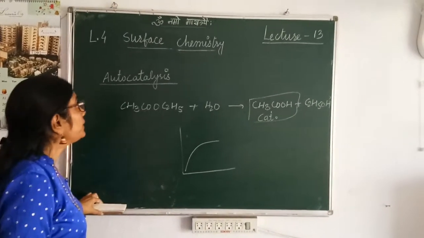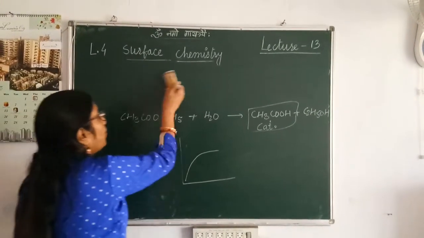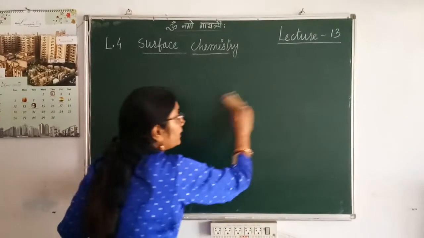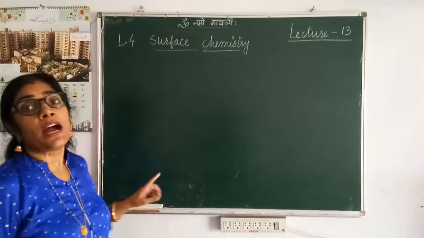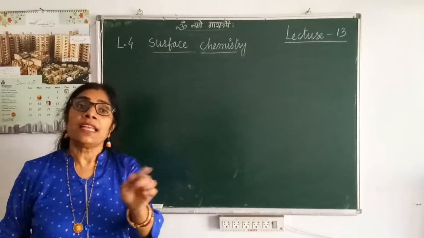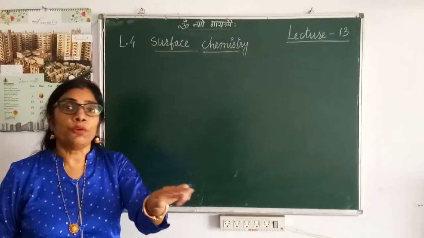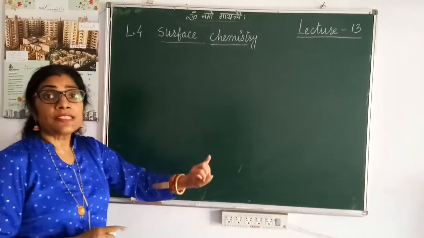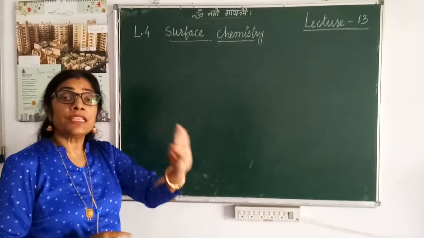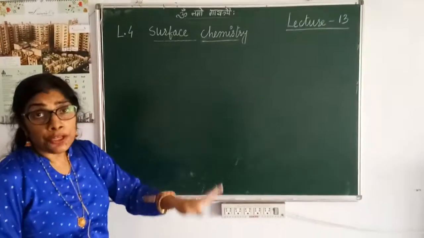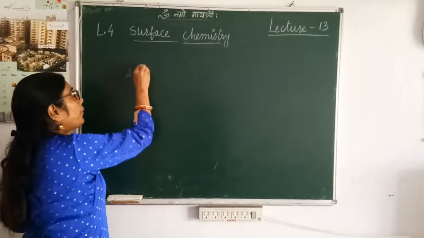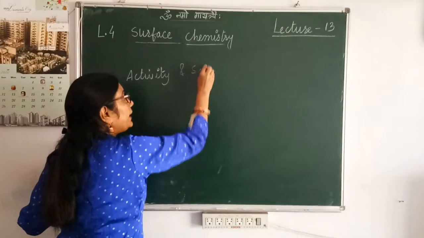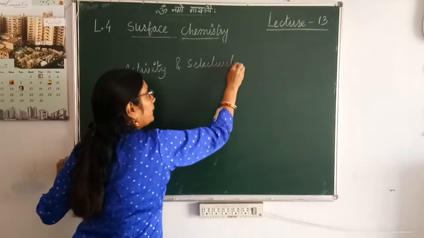And one more question is there: during Haber's process, why should carbon monoxide be removed as early as possible? Because carbon monoxide acts as a catalytic poison and therefore it decreases the rate of the reaction. So homogeneous catalysis, heterogeneous catalysis, autocatalysis, induced catalysis, and apart from this, activity and selectivity of catalyst.